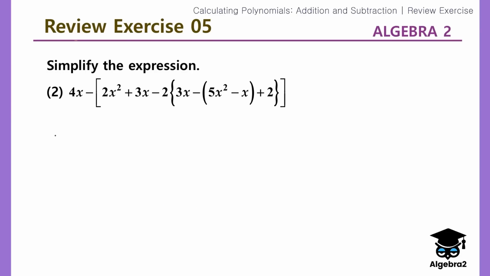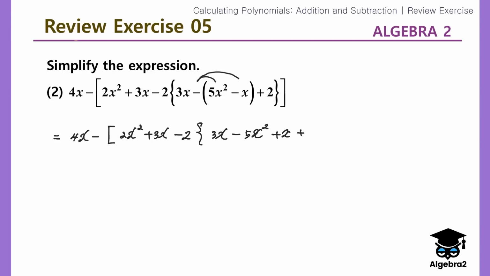Number 2 is equal to 4x minus, we have 2x squared plus 3x minus 2 and 3x minus times 5x squared, that's minus 5x squared, minus times minus x, that's plus x, and we have a plus 2, right? So that is equal to 4x minus 2x squared plus 3x minus 2. And let's simplify this right here.